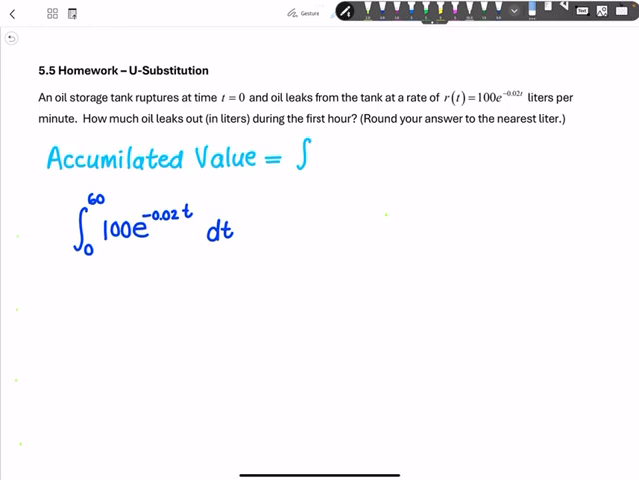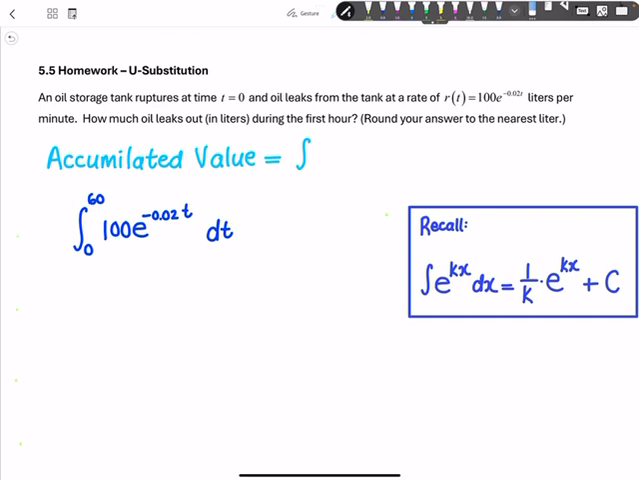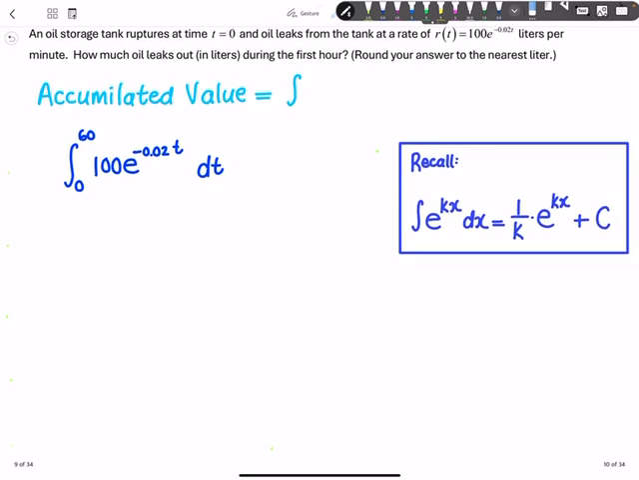All right, so just as a reminder, recall that when we find the integral of e to the kx dx, we have a formula that says that this is equal to 1 over k times e to the kx plus c. You can use U-substitution here, but this is a form that shows up so often that we kind of formalized it for ourselves. So in this case, my k value is negative 0.02.